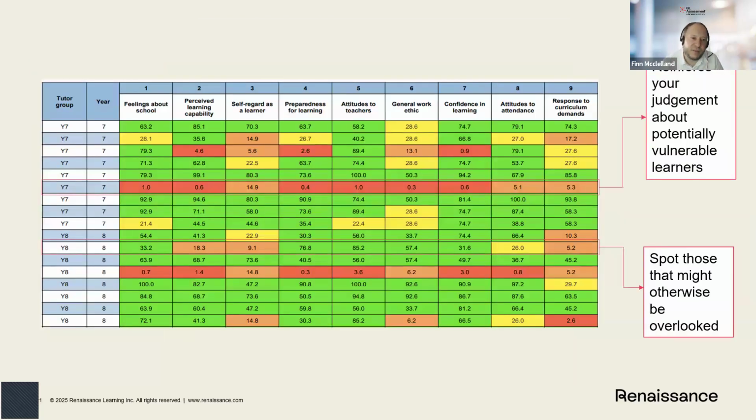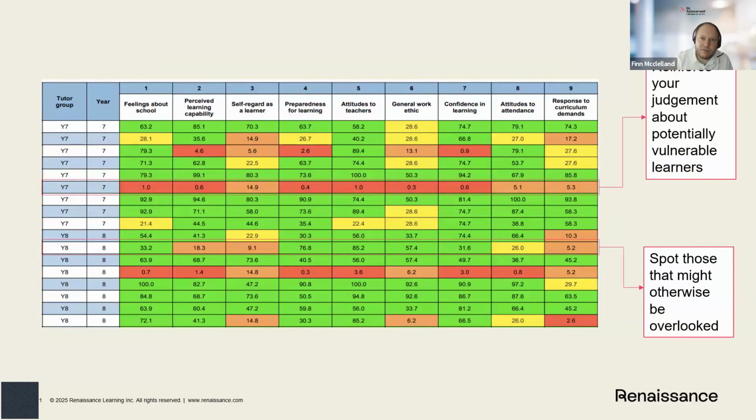And here, this is the individual students analysis. So where it says tutor group on the left there, if you imagine to the left would be the pupils' names. And this is where it really does allow you to drill down and look at each individual and see how they have responded to each of those 9 factors.